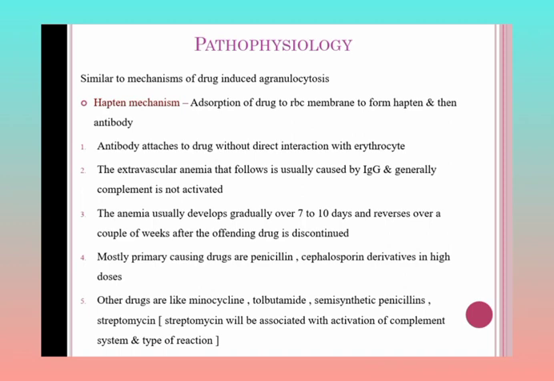So outside the cell environment, the anemia that follows is mostly caused by immunoglobulin G. And here, the complement is actually not activated. So this anemia condition may develop over 7 to 10 days, and it can also get reversed within a couple of weeks. If the offending or problem-causing drug is discontinued, then the anemia will usually reverse.